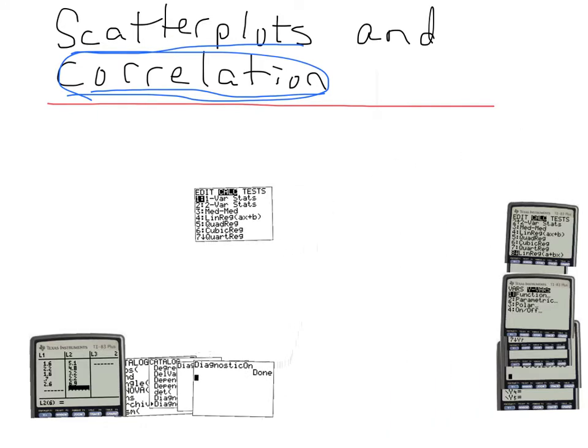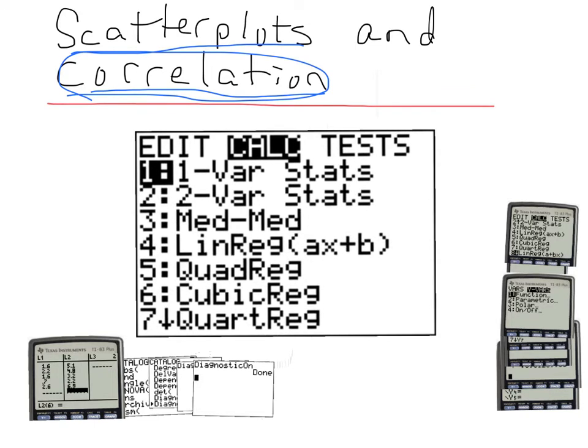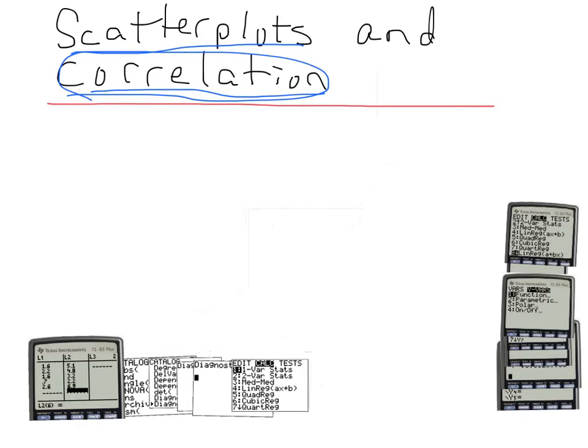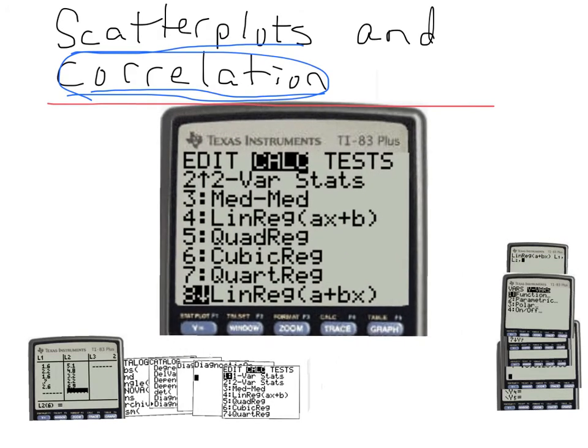So now, assuming of course you've already put these numbers in, I'd like you to press the button stat, and go over to calc, and you'll have all these choices. We've used one variable stats quite a bit here. This time, however, instead of doing one variable stats, you're going to go down to number 8, linreg a plus bx. And if you don't mind, please don't do linreg ax plus b.